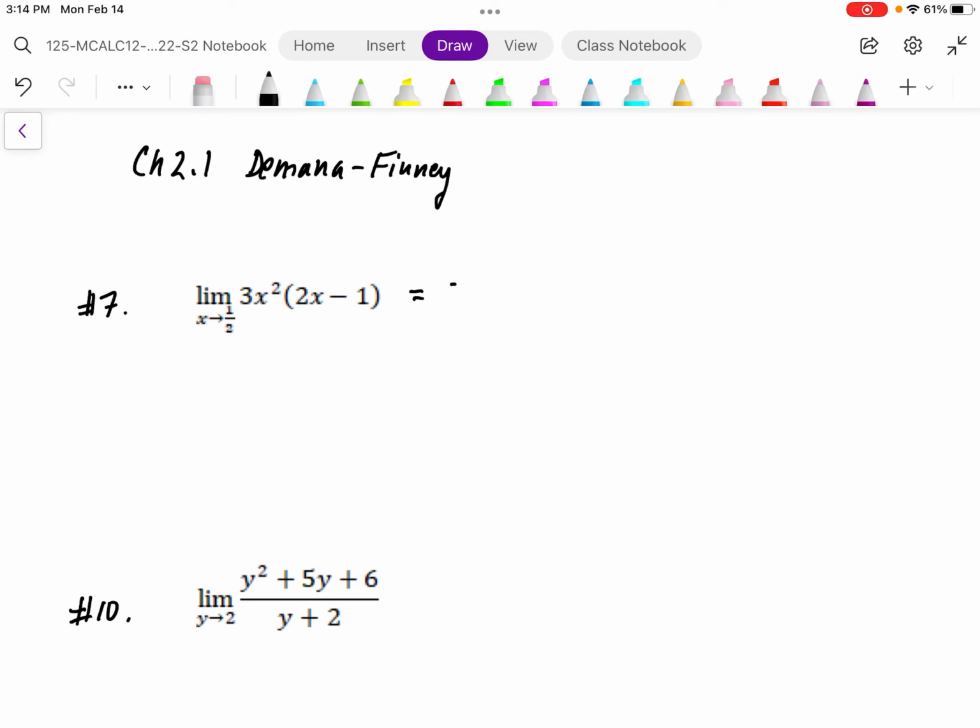So plugging in 1/2, I get 1/2 squared times 2 times 1/2 minus 1. I'm going to evaluate this. I get 3/8, and this becomes 1 minus 1, which is 0, so the limit is equal to 0. So we say that the limit of this expression is equal to 0 because when we plug in, we end up with 0.